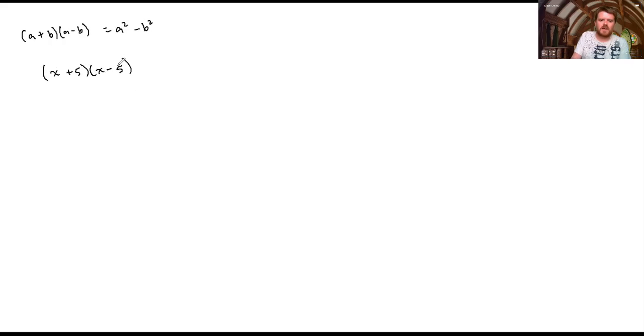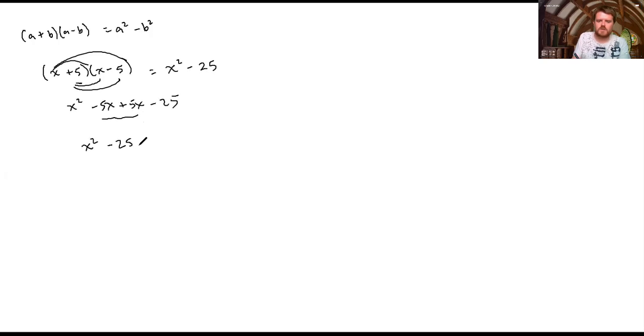This formula tells me that because I'm multiplying a binomial by its conjugate, I should get the first term squared minus the second term squared. And if I forgot that formula, I could always do it out the long way. x times x, x times negative 5, 5 times x, and 5 times negative 5. And just as we mentioned here, the middle terms would cancel out, leaving you with x squared minus 25. So a shortcut, if you remember it. If you don't, you can always just multiply it out like we did in 2.3.